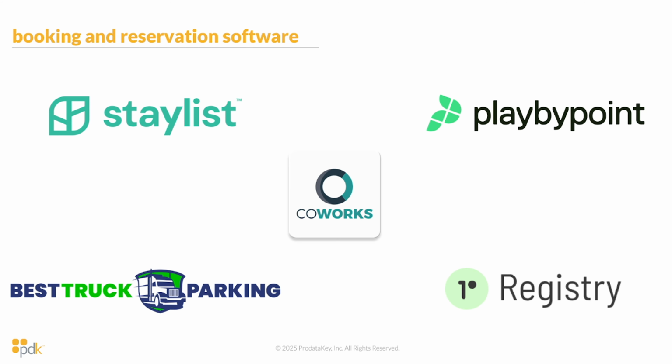Play by Point is for pickleball, so you can get pickleball scheduling. If you're a member of a pickleball club, it can automatically send you the credentials to access your pickleball club. CoWorks is a co-working software for co-working spaces.